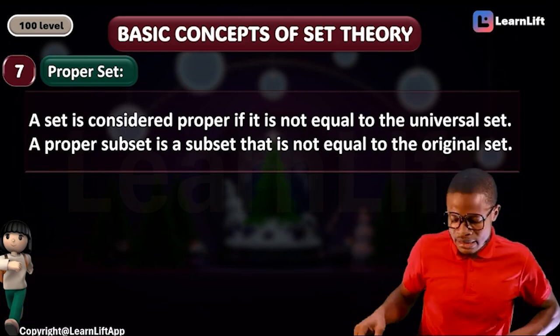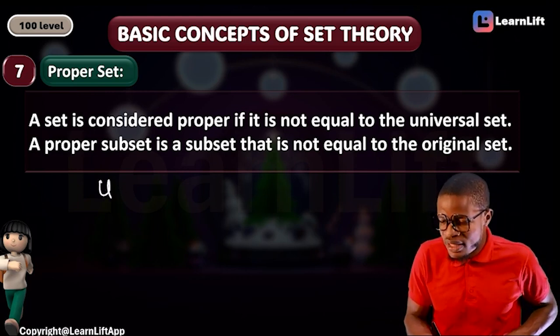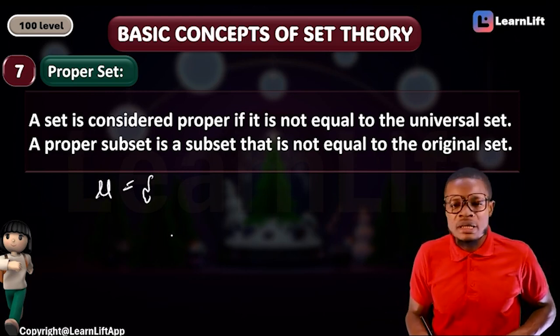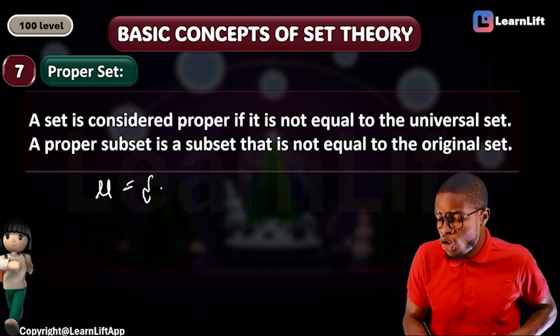Now let's say, for instance, we have our universal set to be, let me say, odd numbers.